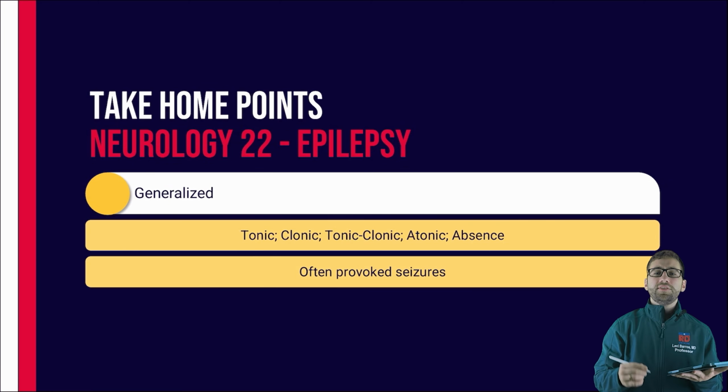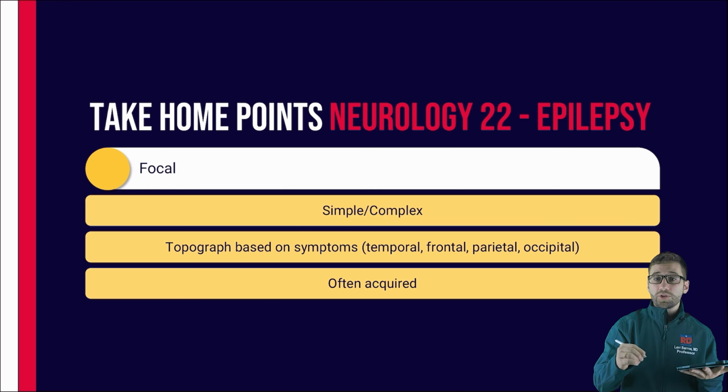Tonic seizures involve sustained muscle contractions. Clonic seizures are characterized by rhythmic jerking, and tonic-clonic seizures combine both features. Atonic seizures involve a sudden loss of muscle tone, while absent seizures are brief and involve staring spells.